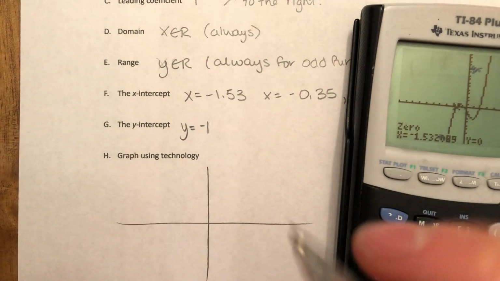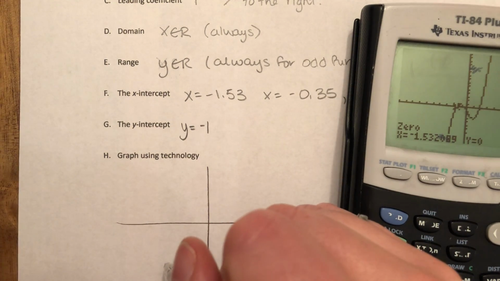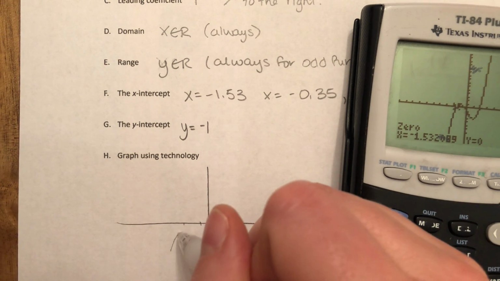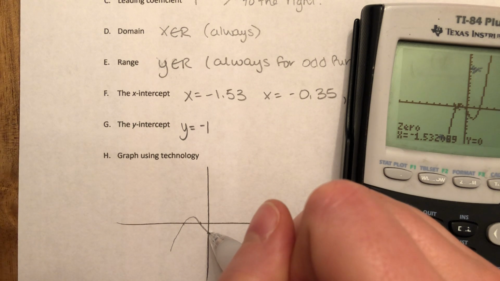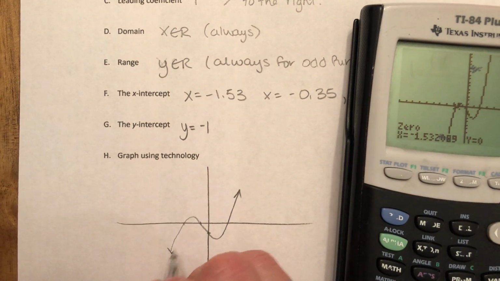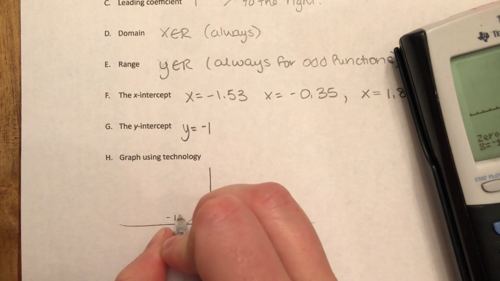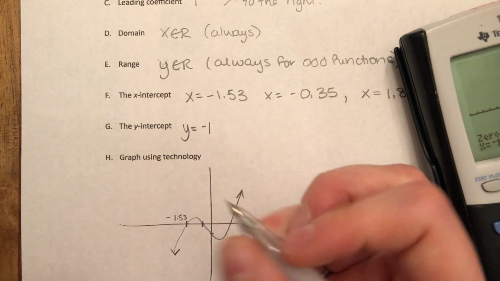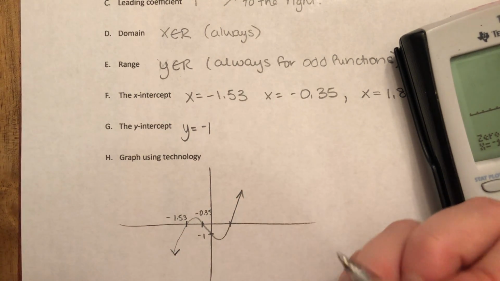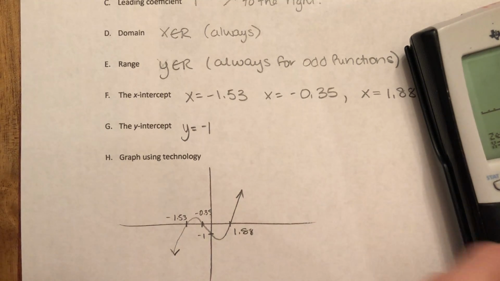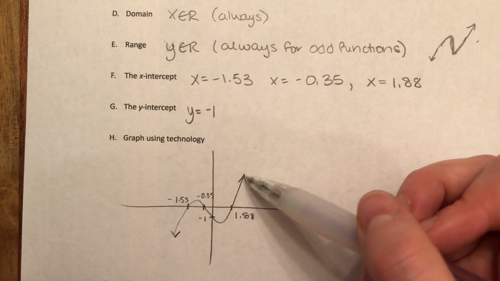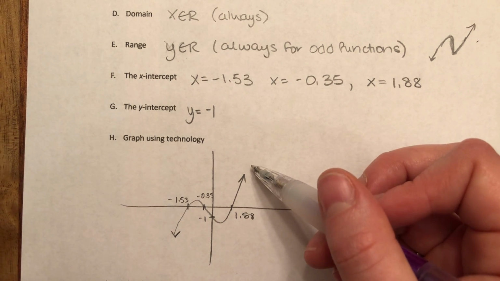So when we sketch this, we want to be as accurate as we can. So there's negative 1, there's my 2 x-intercepts. It goes down below that and then comes back up. Okay, so there's negative 1.53, there's negative 0.35, there's negative 1, and there's 1.88. Okay, and then as we talked about, because of my positive leading coefficient, it's going up to the right.